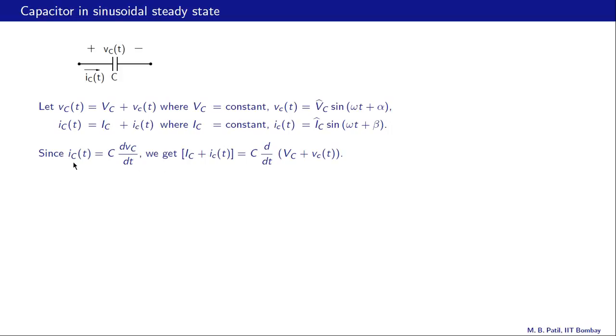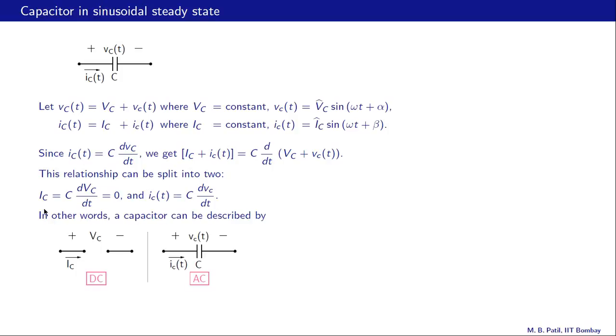Now, since the total instantaneous current is C d dt of the total instantaneous voltage, we substitute for iC like that and for vC like that, and now we can once again split this equation into two. The first one relating the DC quantities, IC is equal to C d dt VC, and that is 0 because VC is a constant. The second equation, this small i small c is C d dt of small v small c. That is the second equation, and this equation looks pretty much like a capacitor equation.